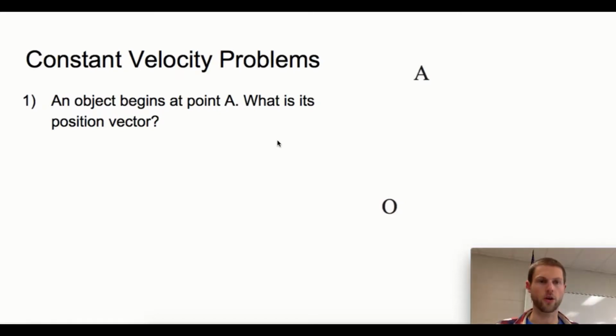Everyone, Mr. Fritz here. We're going to talk about constant velocity problems. Let's begin by taking a look at these points, O and A. So I've got some object. It begins at point A. I want to know what its position vector is.